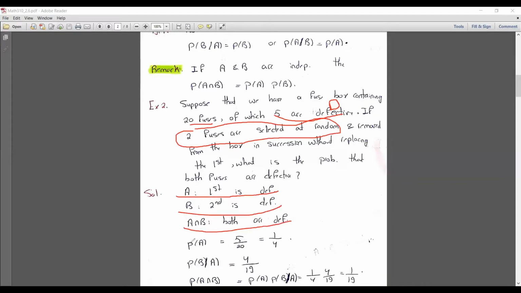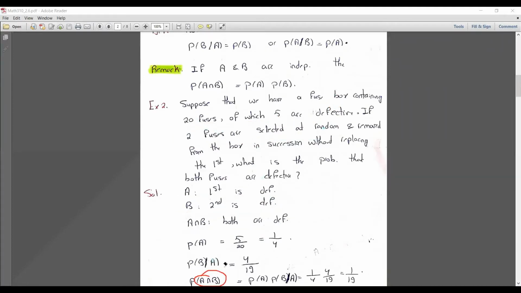Okay, guys. We need to find P of what? The second, knowing that the first is defective. Or we can find also P of the first is defective, knowing that the second is defective. Why do we have to find it? In order to find what, guys? In order to find P of A ∩ B. So we need to find either P of B given A or P of A given B. Okay, guys.